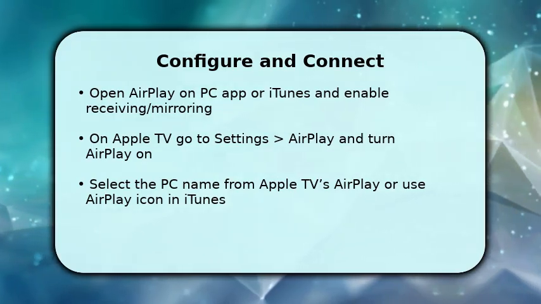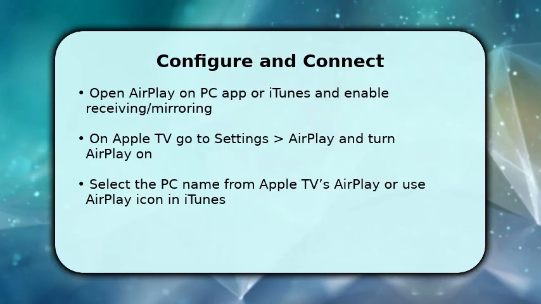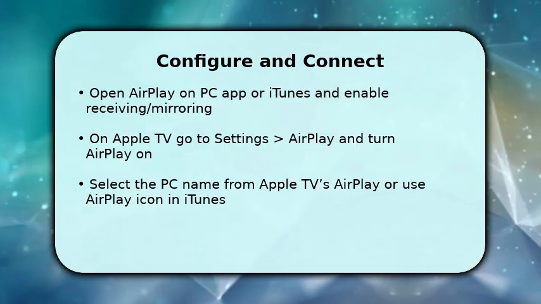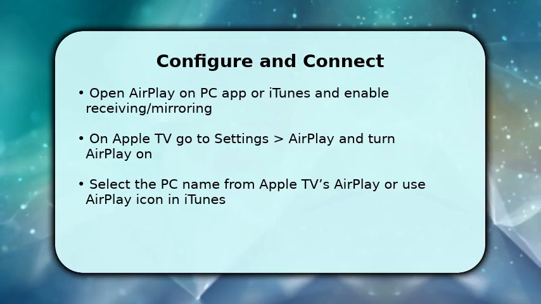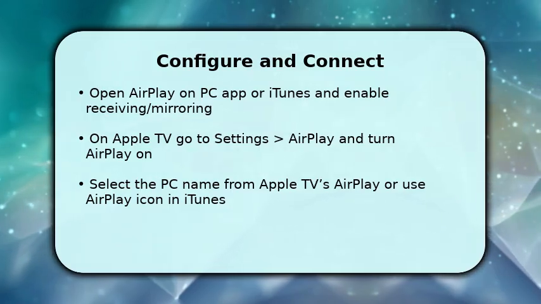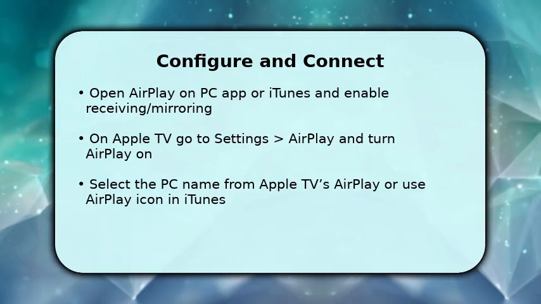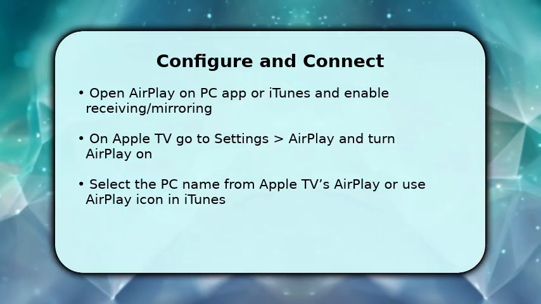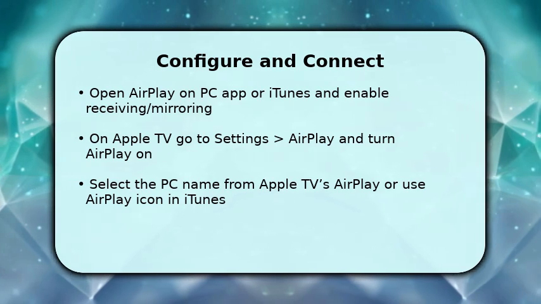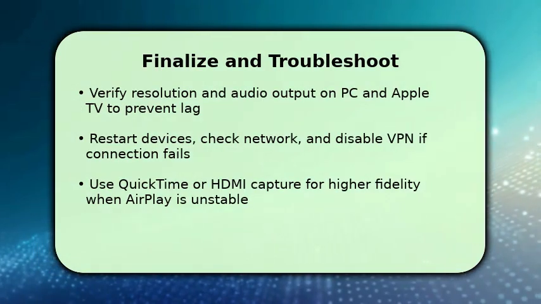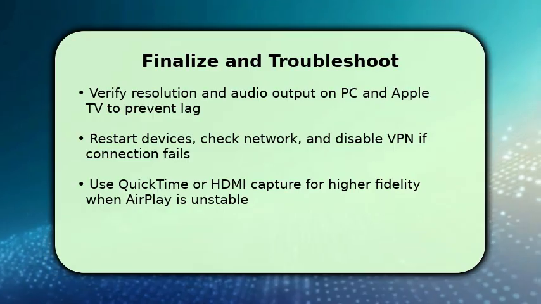Once enabled, select your PC from the AirPlay list on Apple TV or click the AirPlay icon in iTunes and choose the Apple TV device to stream. Make sure resolution and audio settings match. Changing them avoids stutter and keeps sync between video and sound. You finish by testing playback and adjusting display or audio settings for smooth performance.